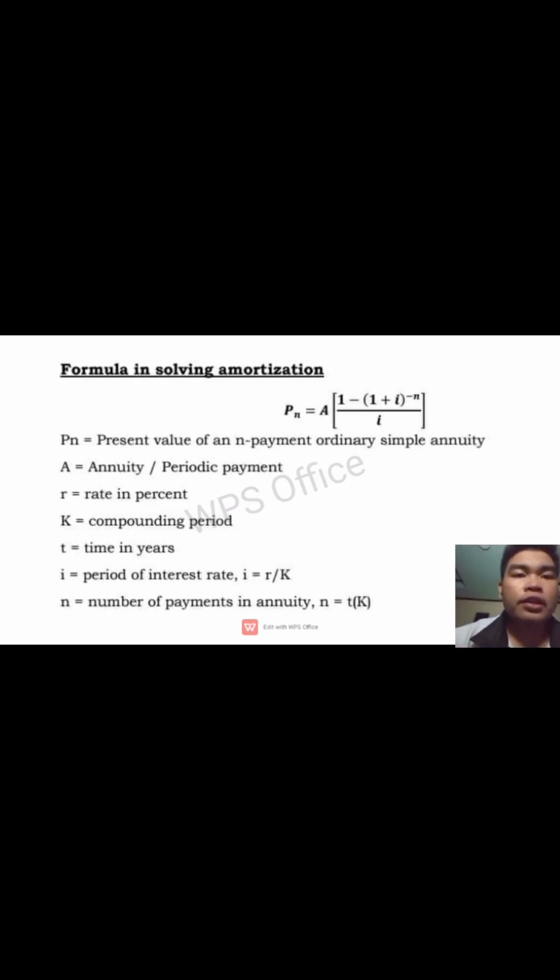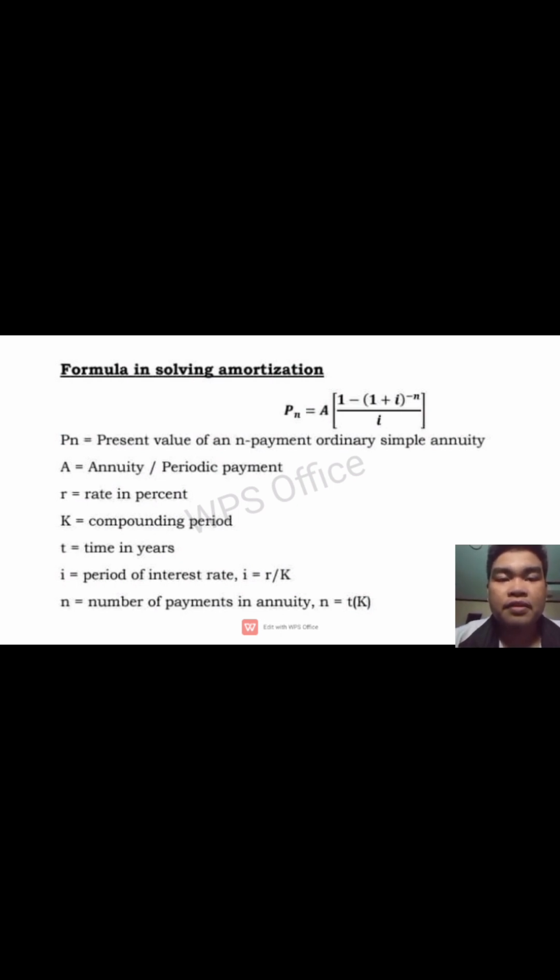The formula in solving amortization is as follows. Pn equals A times (1 minus (1 plus i) to the power of negative n) over i. Pn represents the present value of an n payment of ordinary simple annuity. A represents the annuity or periodic payment. R represents the rate in percent. K represents the compounding period. T represents the time in years.